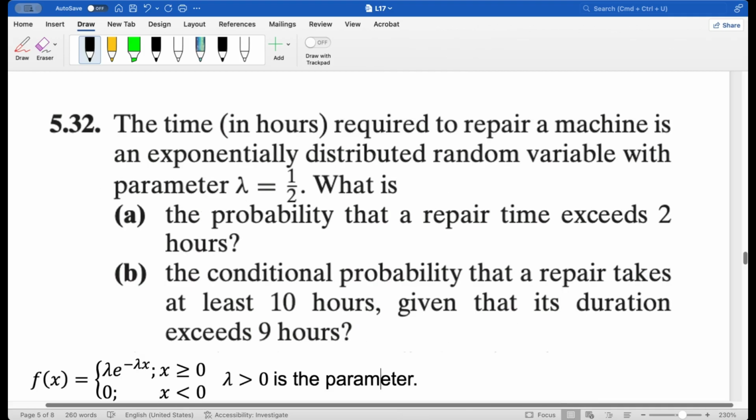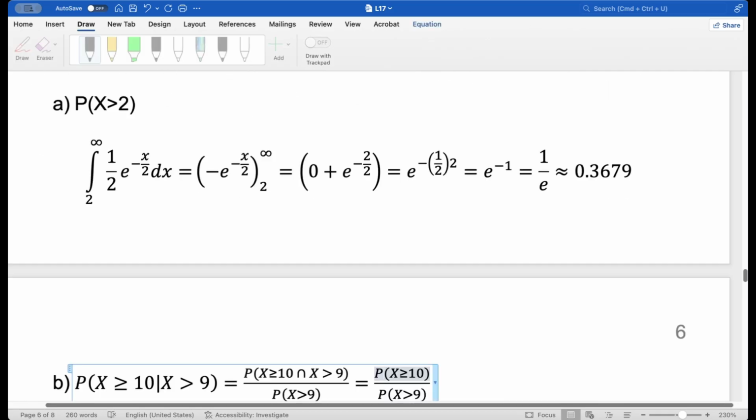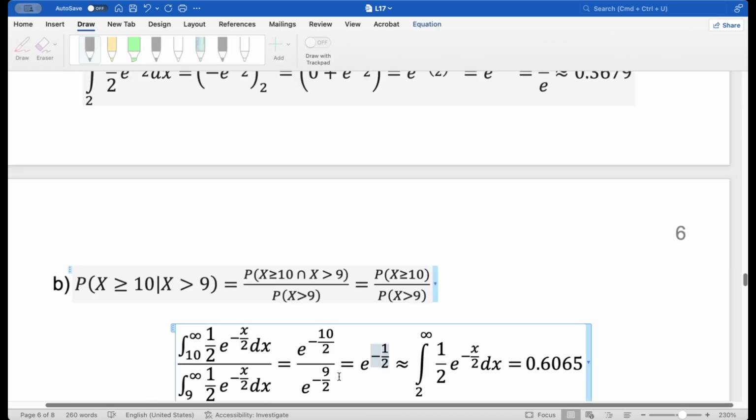All right, second part. What's the conditional probability that a repair takes at least 10 hours given that its duration exceeds 9? So the conditional probability that x is greater than or equal to 10 given x was greater than 9. So for conditional probability, it's the probability of the intersection divided by the probability of the given. So it's the intersection of being greater than or equal to 10 with greater than 9, divided by the given probability greater than 9. The overlap of at least 10 and greater than 9 is greater than or equal to 10. So this is the probability x is greater than or equal to 10 divided by the probability x is greater than 9.